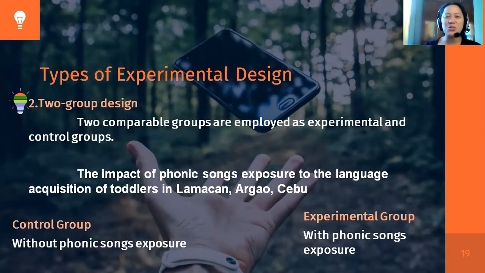So number 2 is two group designs, meaning there are 2 groups of respondents. Two comparable groups are employed as experimental and controlled. For example, I'm trying to fit the example to language studies because this video is dedicated to my language research students. If you are listening to this and you are not a language research student, I hope you can still understand with the use of my example.